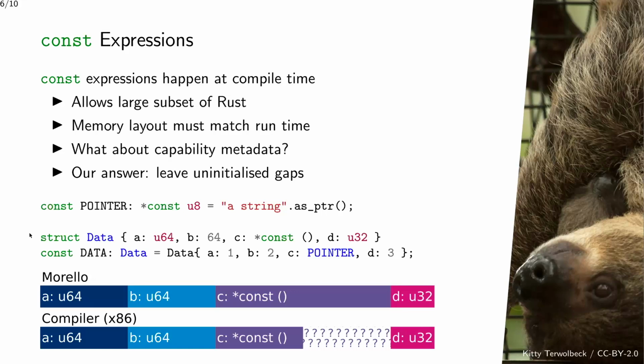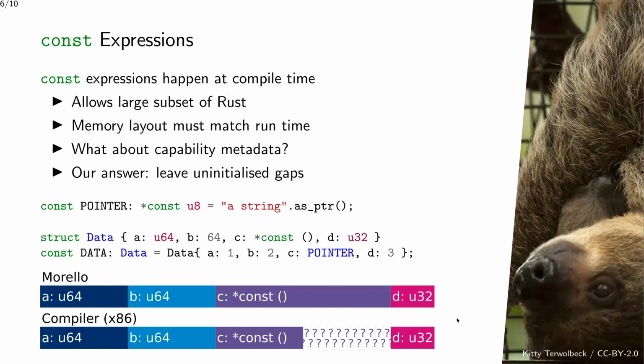So as a second part of this example, if we declare a struct type which has several different fields in it, and one of them is a pointer, for example, and then we use this in a const expression, the memory layout of this data will have to match up with the way it's going to look at runtime. So on Morello, where pointers are capabilities, the gap for this field here needs to be of the same size, both during compilation and at runtime.